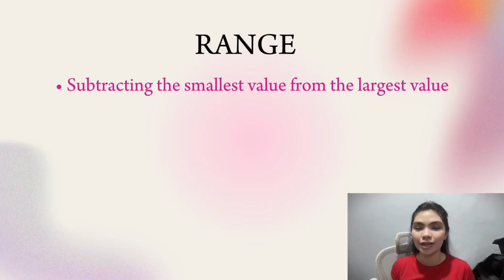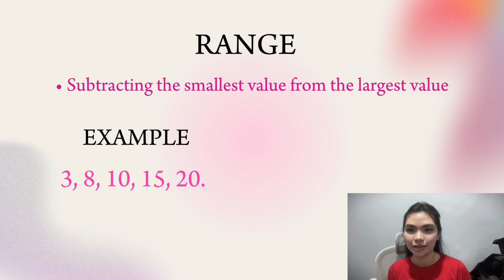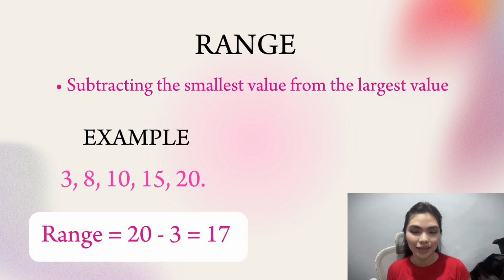First up is the range. It's as simple as subtracting the smallest value from the largest value. For example, the data are 3, 8, 10, 15, and 20. So the range is equal to 20 minus 3, which is 17. So the range is 17. Easy, right? But remember, the range only gives us the extreme spread. It doesn't tell us about the distribution in between.